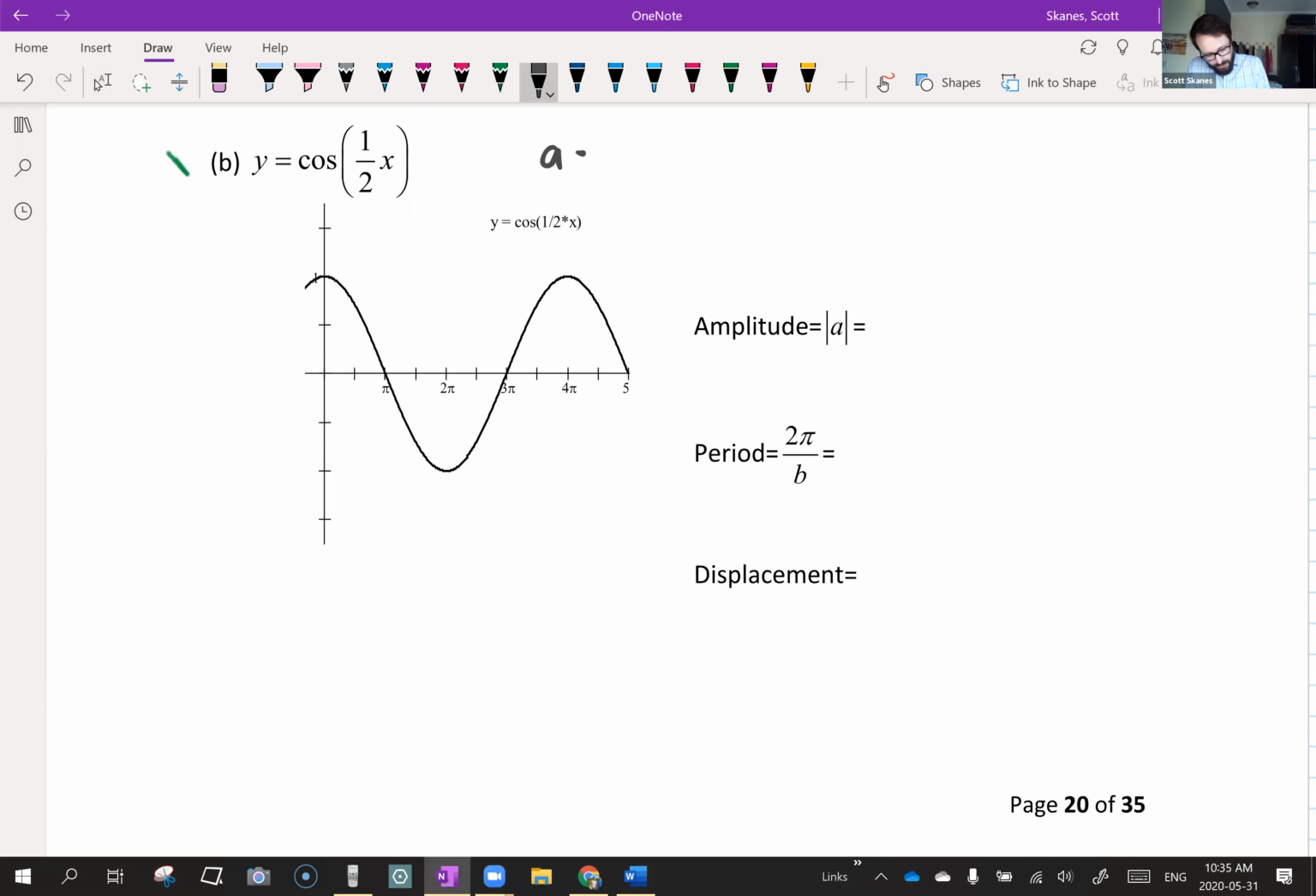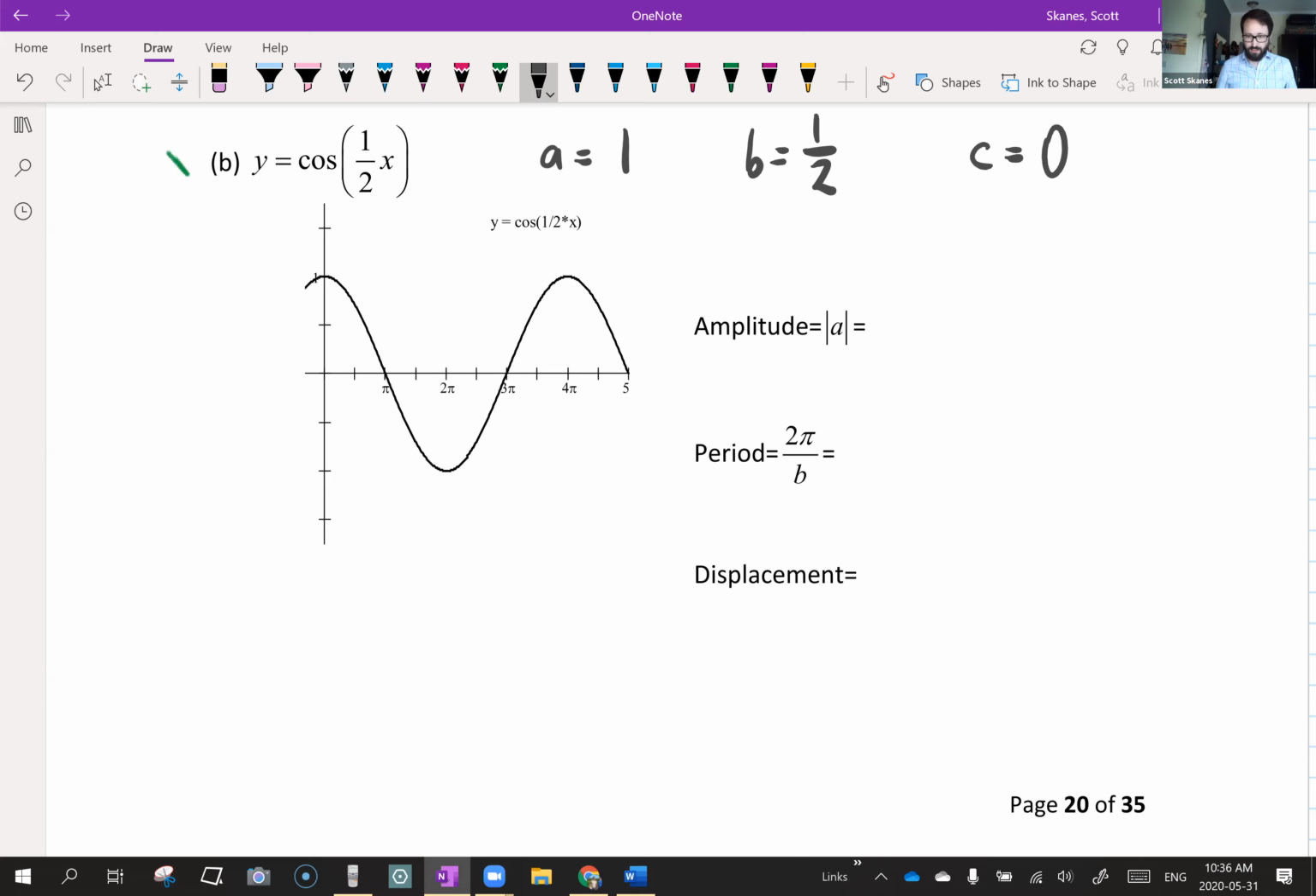I'm going to write out what A, B, and C are. A here is 1. Oh, sorry, your A, B, and C are correct. Sorry. I thought you were giving amplitude, period, displacement. Yes, of course, your A, B, and C are correct. Sorry about that. Full marks, Ayesha. 10 points to Gryffindor.